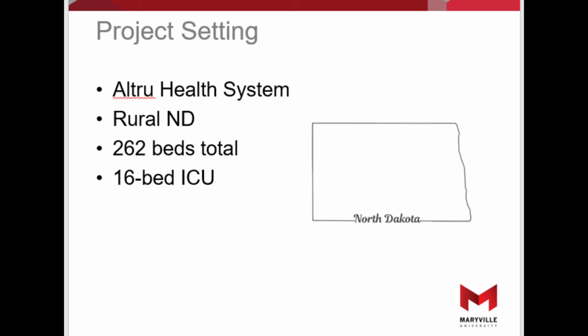The project setting. The project setting will take place in a 16-bed ICU located in rural North Dakota. The facility is Altru Health System. Roughly, the facility has about 262 beds. Important considerations when looking at any location include the socioeconomic impact. There was not a lot of ethnic diversity within the sample size, and the ICU was mixed medical and surgical patients. So just some important things to consider when we're looking at the results of the study.